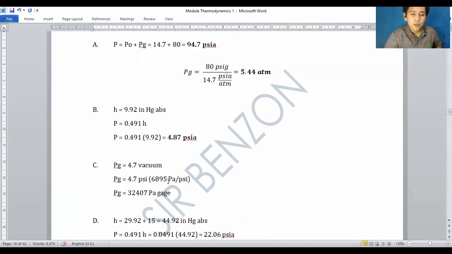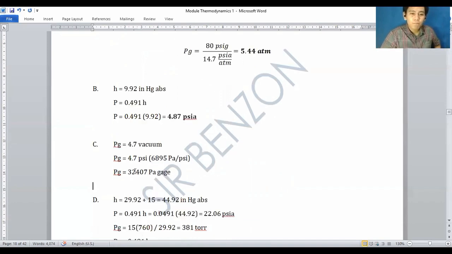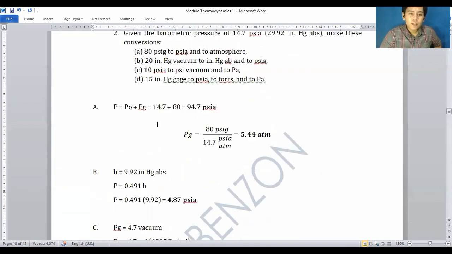To convert PSI to Pascal, we should remember the 6895 constant. 6895 Pascal is equal to 1 PSI, or pound per square inch. Therefore, your pressure gauge is 32,407 Pascal.